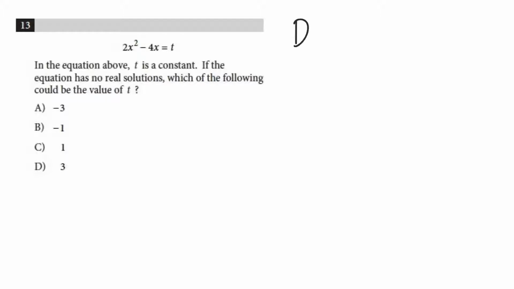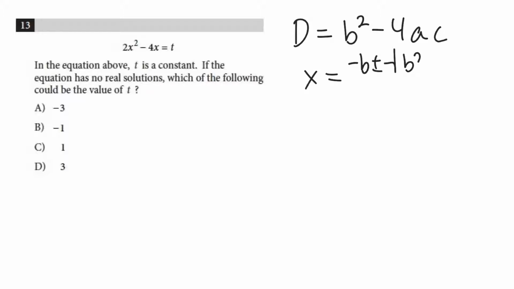the discriminant. And the discriminant comes out of the quadratic formula. It's the piece underneath the square root. It's b squared minus 4ac. Now, a little refresher on the quadratic formula, x equals negative b plus minus square root b squared minus 4ac over 2a.